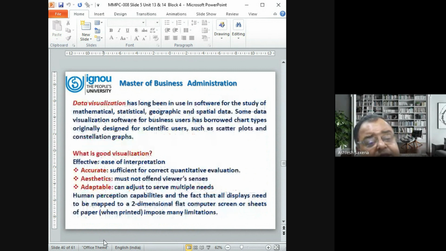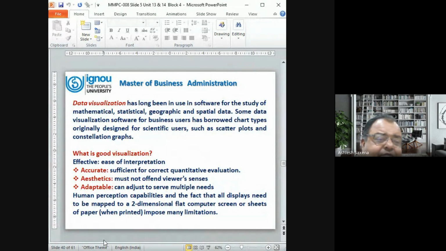Data visualization has long been in use in software for the study of mathematical, statistical, geographic, and spatial data. Some data visualization software for business users has borrowed chart types originally designed for scientific uses, such as scatter plots and constellation graphs. What is good visualization?